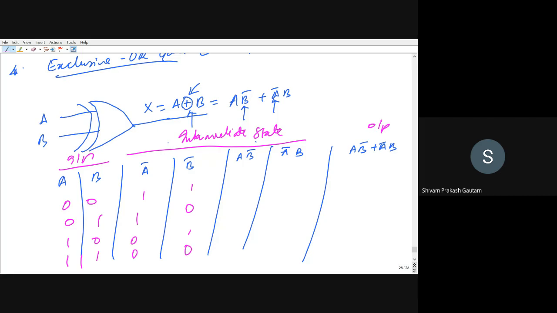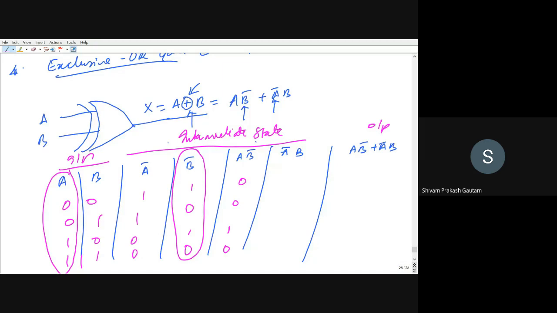Just see the column of A and B bar and multiply both of them. Which are the column of A and B bar? This is the column of A, and this is the column of B bar. You have to AND it. AND means multiply it. So 0 1 will be equal to 0, 0 0 will be equal to 0, 1 1 will be equal to 1, 1 0 will be equal to 0. Just let me know if I make any mistake, right?